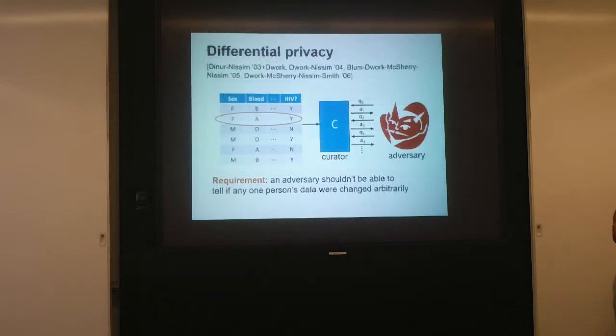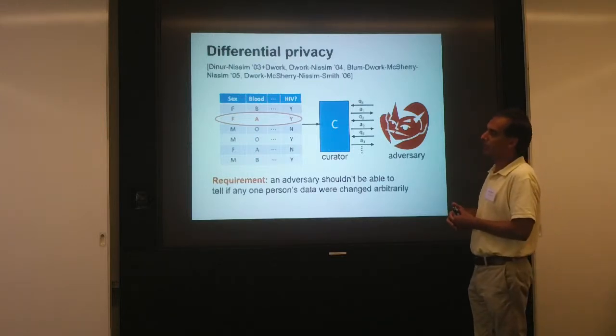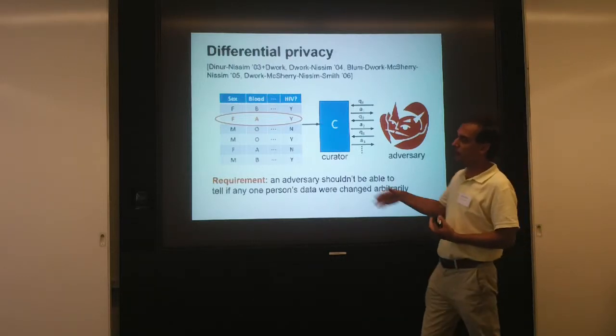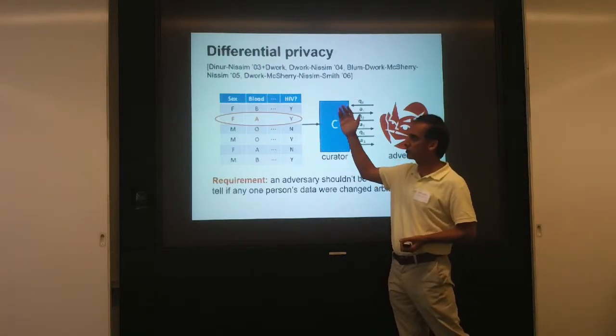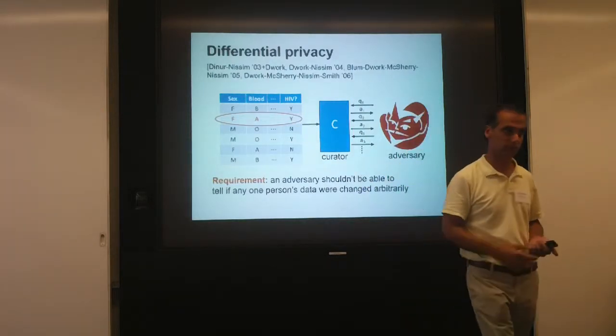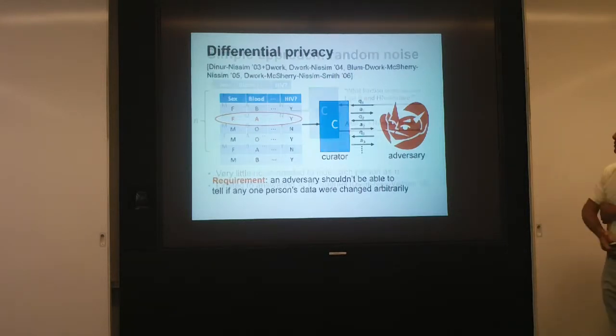All right, so how can we achieve such a strong definition? We want to do this making no assumptions, regardless of what data set we have, what other data is in the data set, and for any person, no matter how much of an outlier they are. The effect of one person's data should be hidden. So how can we do it?